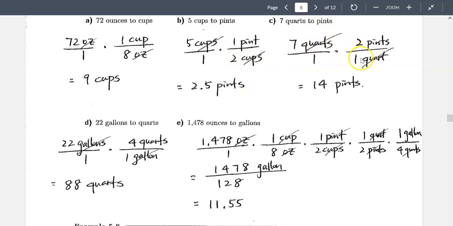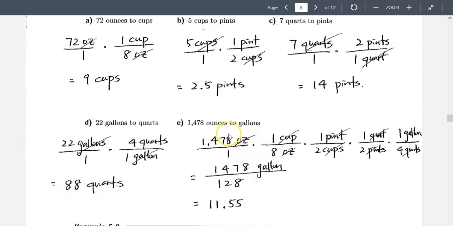Quarts to pints is the same idea. 7 quarts over 1, and each quart is 2 pints. So 7 quarts is 14 pints. Gallons to quarts is the same thing. You have 22 gallons, and every gallon is 4 quarts. So 22 gallons of anything is equal to 88 quarts.